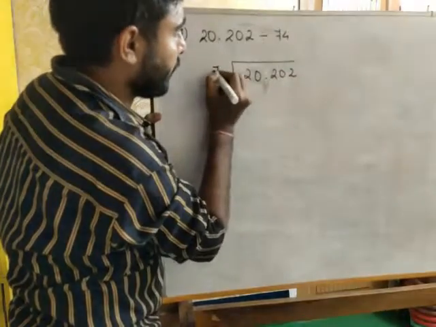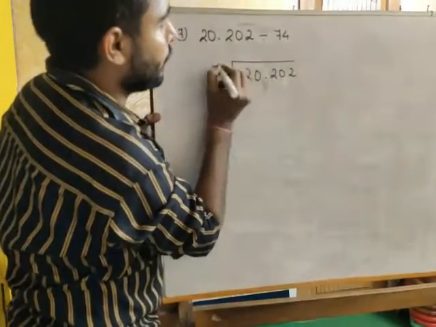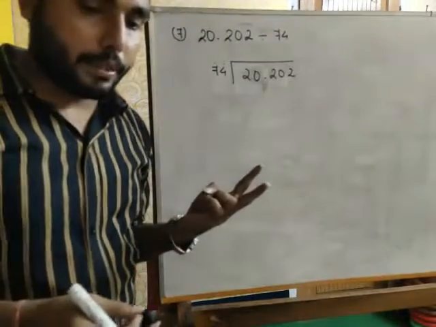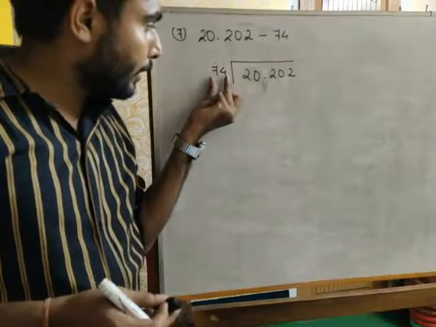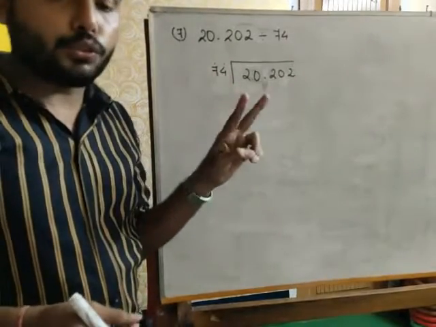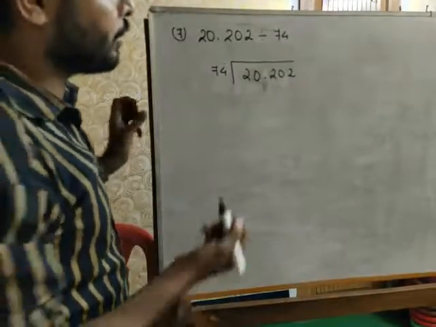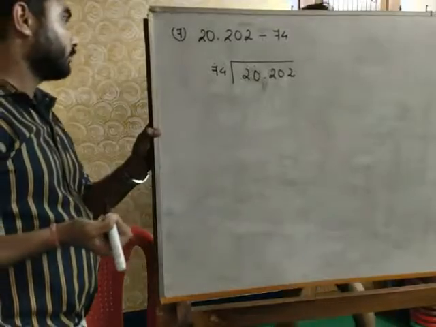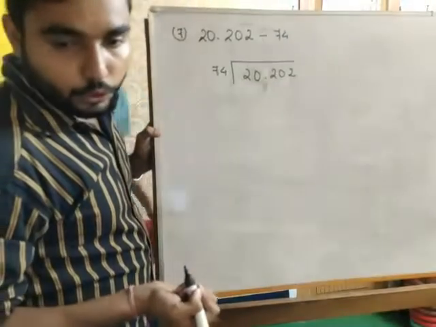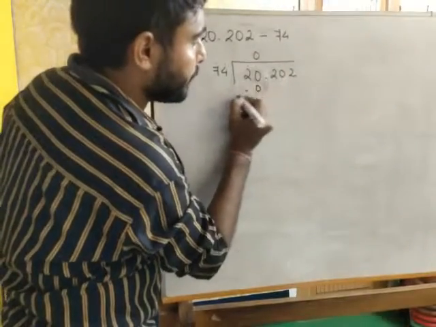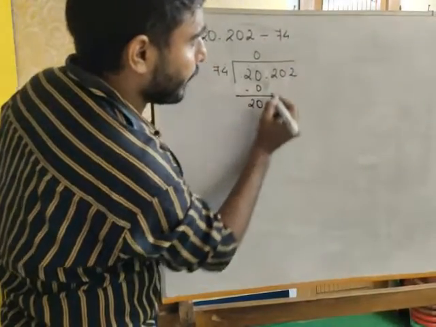20.202 divided by 74. Now the number with which we are dividing is a 2-digit number. So first you see the first 2 digits of the dividend. You can see it is 20, which is lesser than 74. So you cannot take one time. So how many times do you have to take? 0 times. It will be 0 and remains 20 after subtraction.